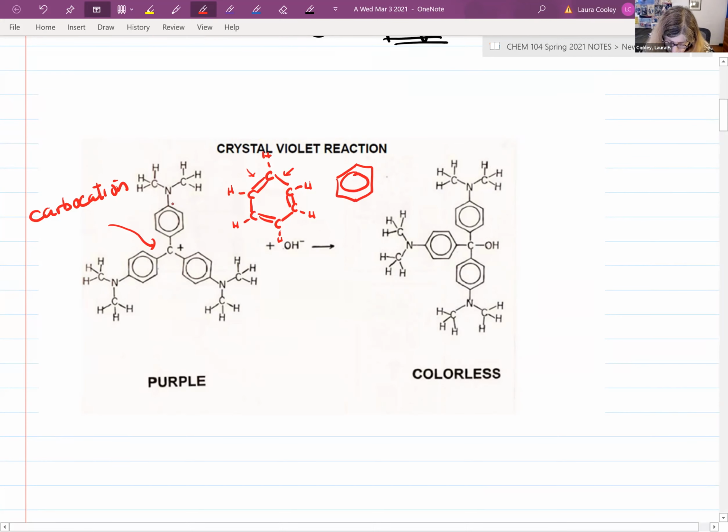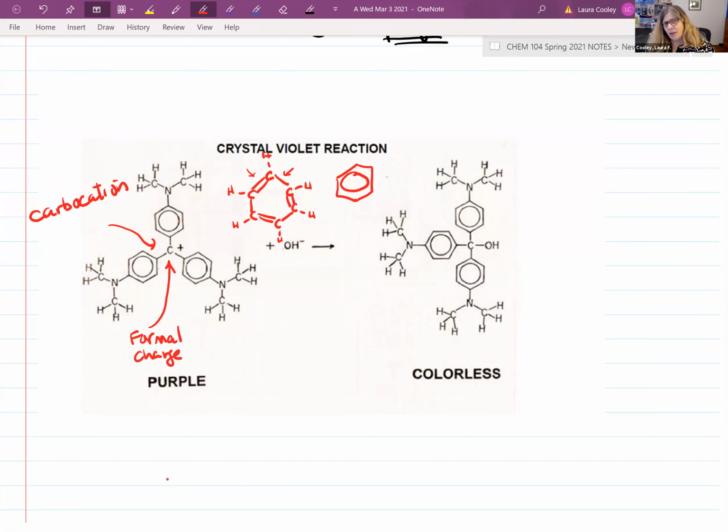So these three benzene rings really stabilize this positive charge. If you were to calculate the formal charge on this carbon here, do you remember how to calculate formal charge? You count up half of the bonds that this carbon is involved in and all of the lone pairs, but there are no lone pairs. So it's just half of 3 bonds.